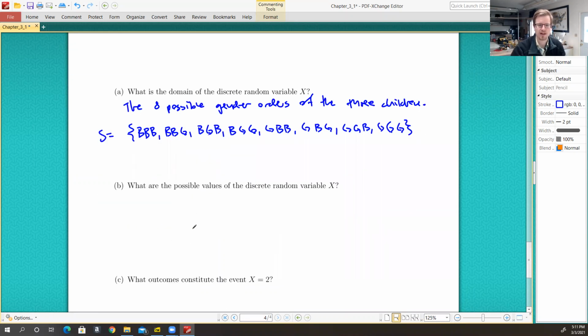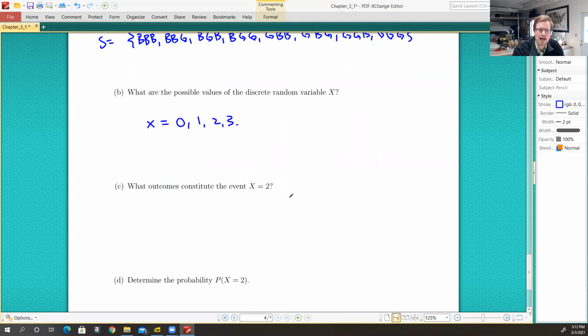All right, what are the possible values of the discrete random variable? Well, those are just the outputs, right? How many girls can they have? So the possible values are, right, lowercase x, our random variable could take on the values 0, 1, 2, or 3. All right, so what outcomes constitute this particular event? Remember, when we say random variable equals 2, we're talking about the event of all outcomes where the random variable takes on the value 2.